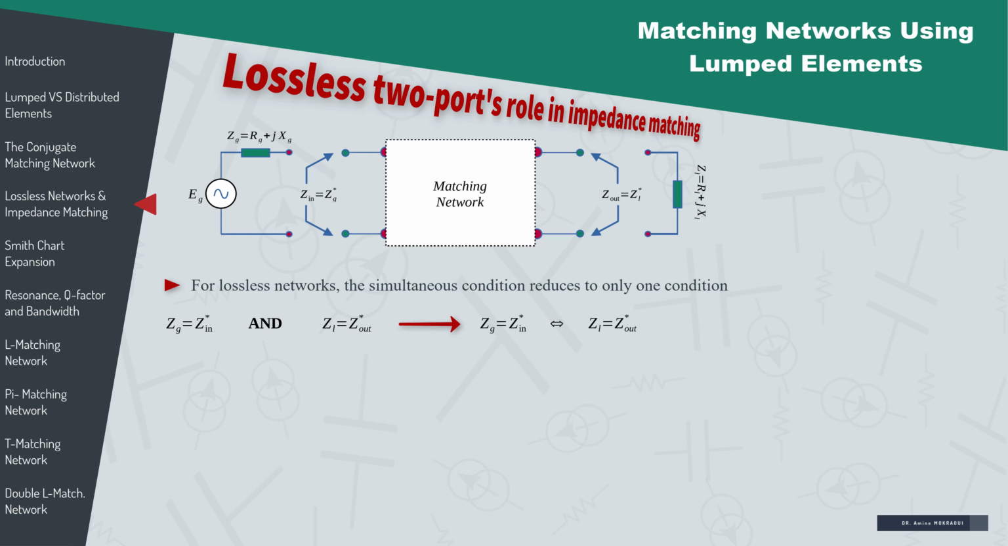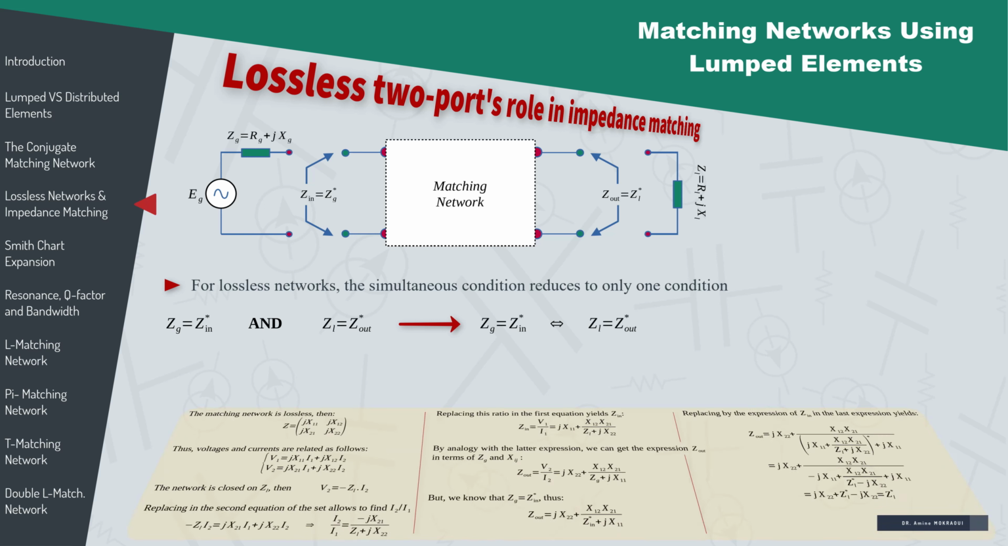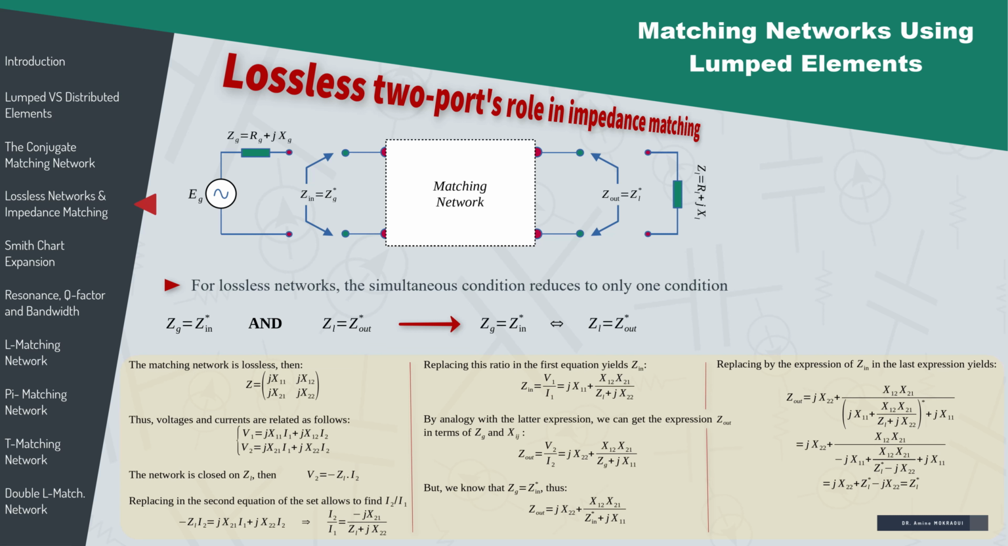Indeed, it's easy to prove the following equivalence. If Zg equals the conjugate of Zin, then ZL equals the conjugate of Zout, and vice versa. The proof relies on the use of the impedance matrix representation, which in this particular case is composed entirely of reactive elements. The proof for the forward implication is provided below, and the same steps apply for the reverse implication. As a result, in order to achieve impedance matching, it suffices to enforce only one of the following conditions: either Zg equals the conjugate of Zin, or ZL equals the conjugate of Zout.